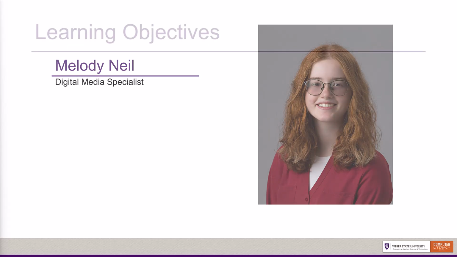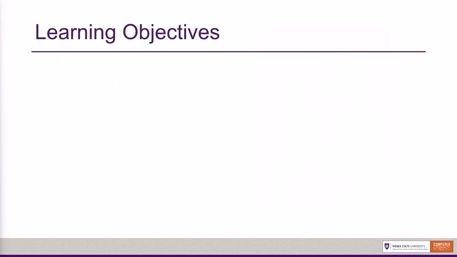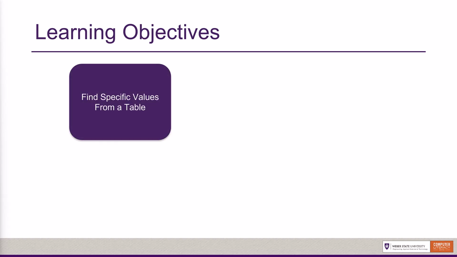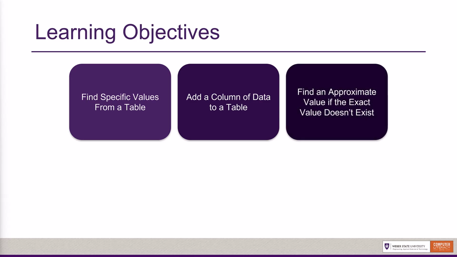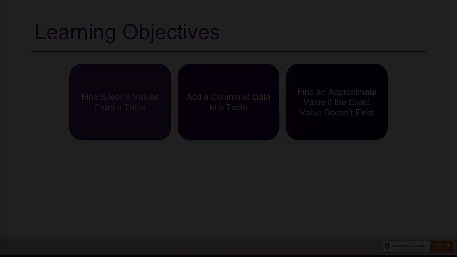To follow along with this tutorial, download the start file that is bundled with this module. In this video, we will use the XLOOKUP function to find specific values from a table, add a column of data to a table, and find an approximate match if the exact value doesn't exist.